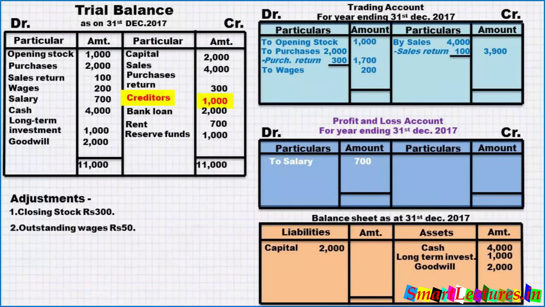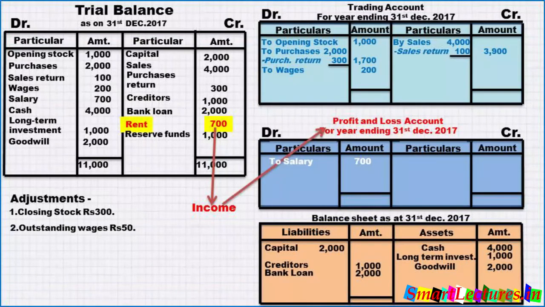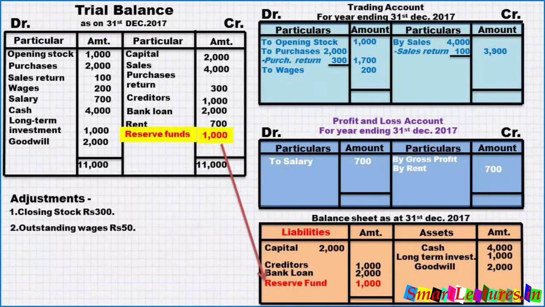Creditors, it will go to the credit side of balance sheet. 1000. Bank loan, it is a liability. 2000, it will go to the credit side of balance sheet, means liability side. Rent. If the rent is on credit side, it means this is an income. You know, all incomes go to the credit side of profit and loss account. So you can write down by gross profit, and below gross profit we will write down by rent 700. Reserve fund, it is a credit item of the balance sheet. Take it on liability side, reserve fund 1000. In this way we have taken up all the items.